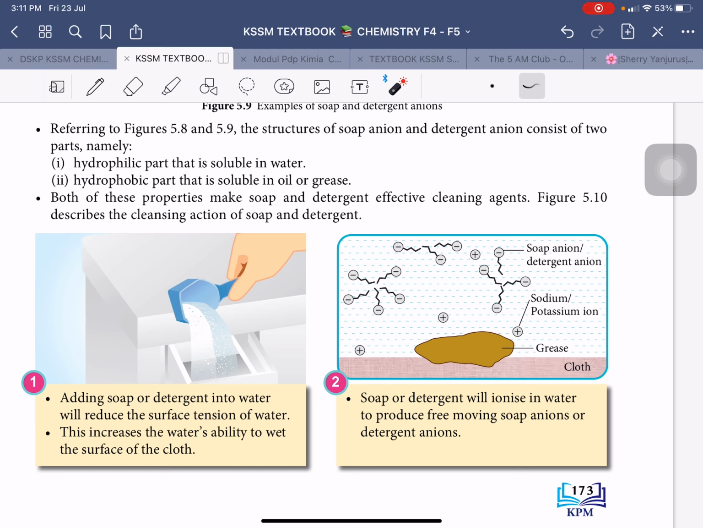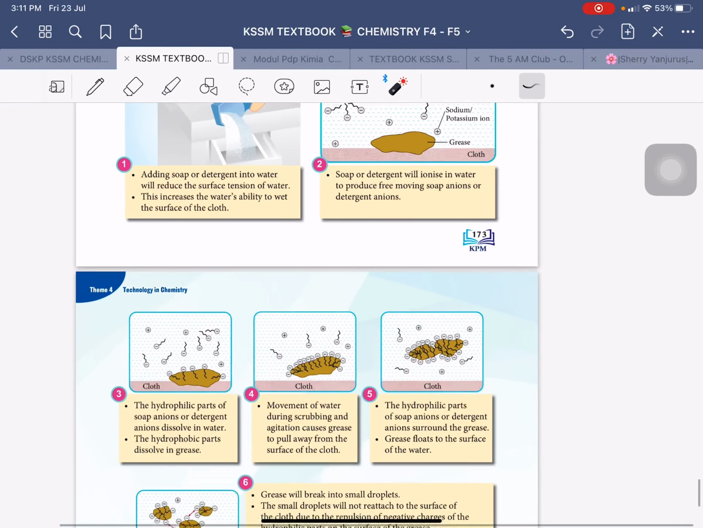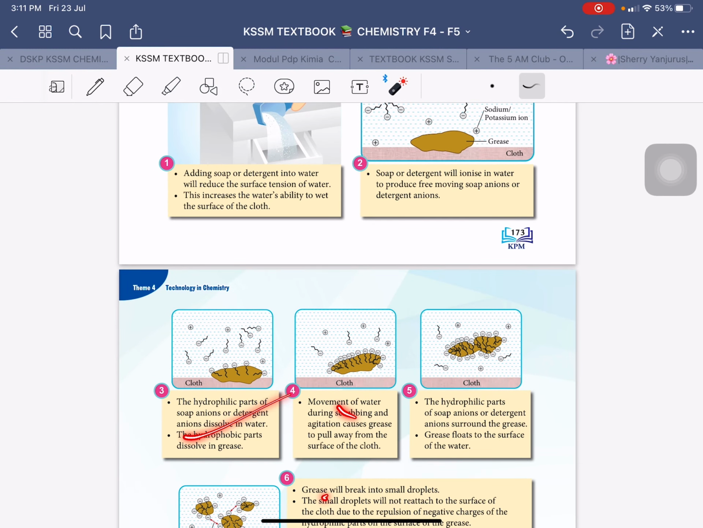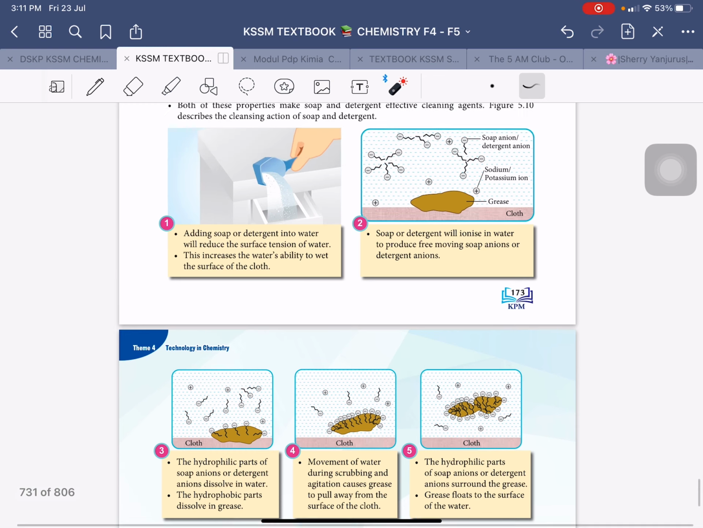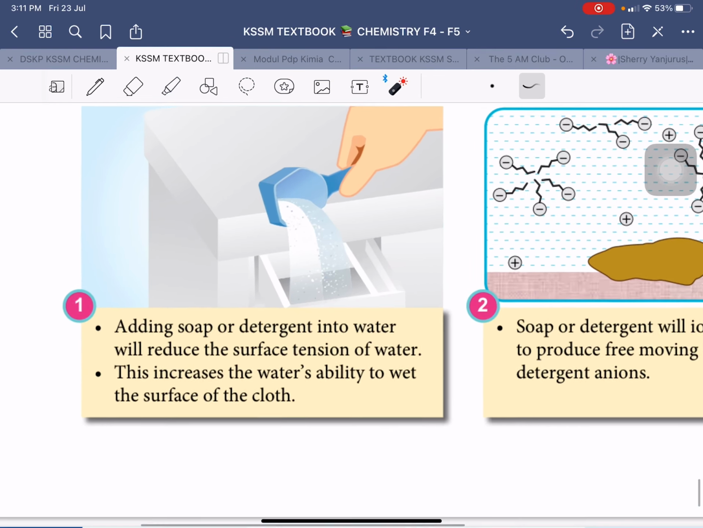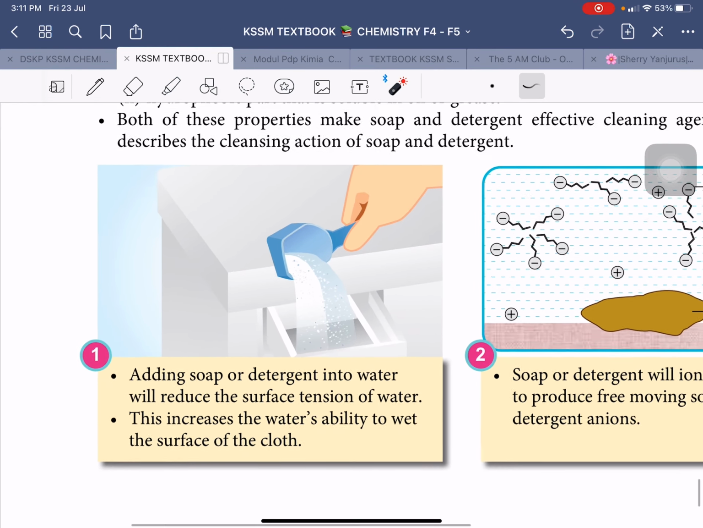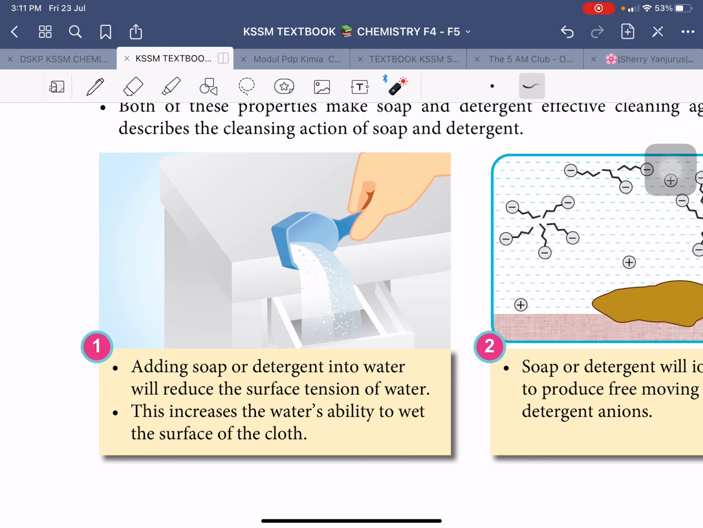Let us see this figure 5.10. There are how many? There are 1, 2, 3, 4, 5, 6. There are 6 pictures here that will explain to you how the washing process, cleansing process actually happens. Okay, number 1, you add soap. Tambahkan sabun or detergent into water. Why do you want to add detergent ataupun soap? Untuk kasih bersih lah bahkan.